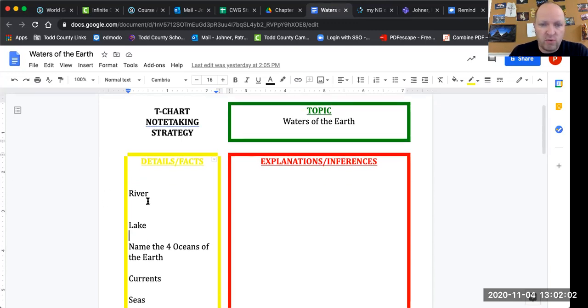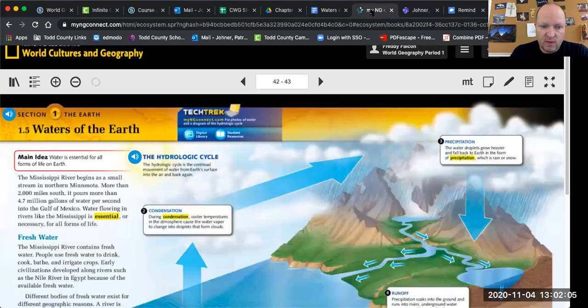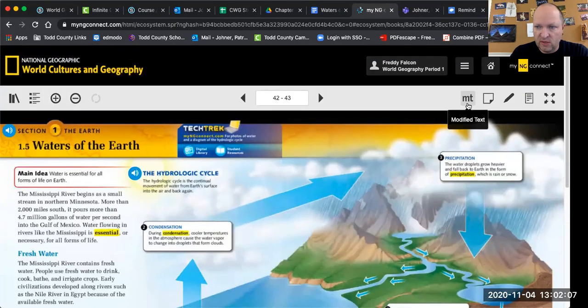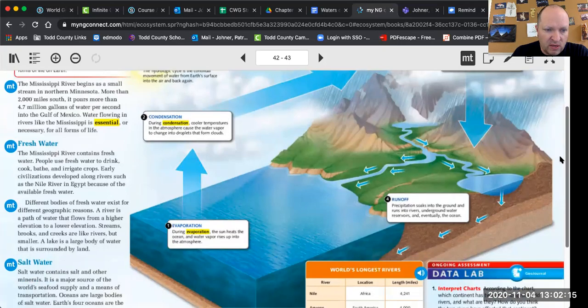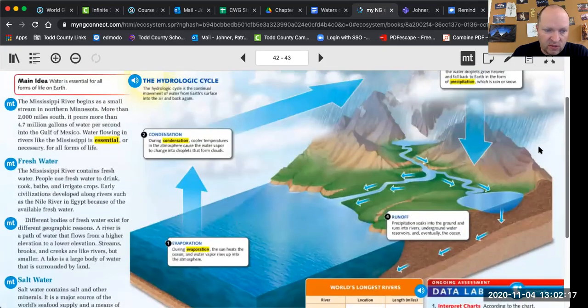So first one, river. Remember, as always, you can turn your modified text on or off if you want. Now, some of these aren't going to be in yellow this time around, so you're going to have to look. So for example, it's right here, a river.